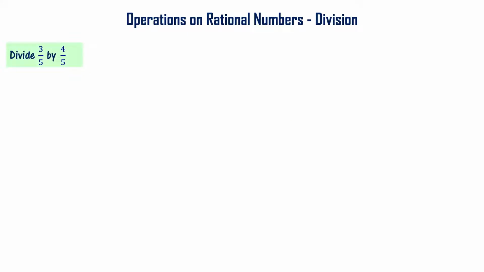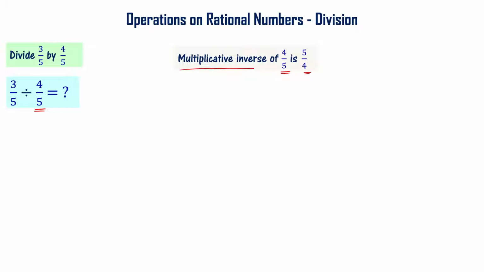Divide 3 by 5 with 4 by 5. Meaning 3 by 5 divided by 4 by 5 we want to do. Look at this. 4 by 5 is the divisor, right? So the multiplicative inverse of divisor 4 by 5 is 5 by 4. When I say multiplicative inverse, what it means, for example, 4 by 5 is the number, and if I multiply with 5 by 4, the answer is going to be 1. If I have a number a, its multiplicative inverse is going to be 1 by a because the product is 1. Understood? So the multiplicative inverse of 4 by 5 is 5 by 4.